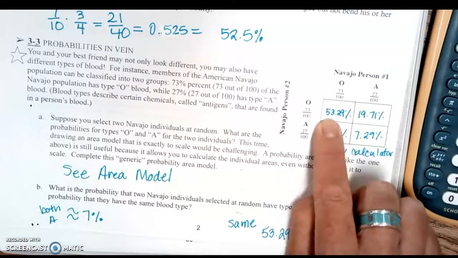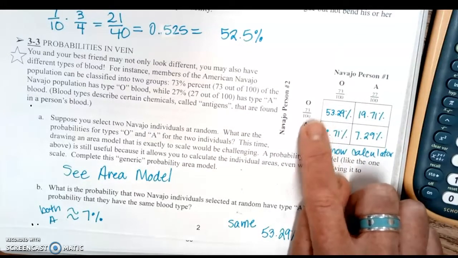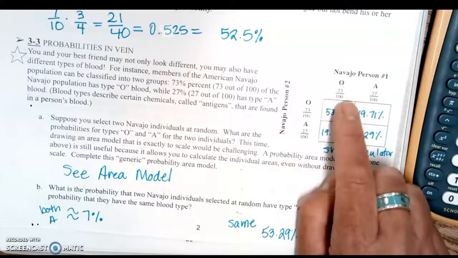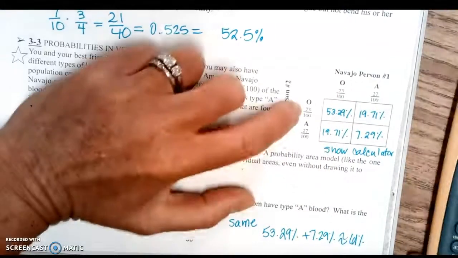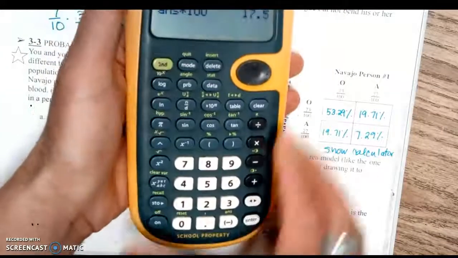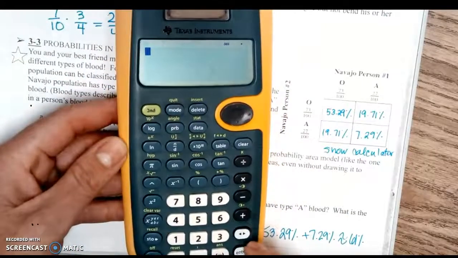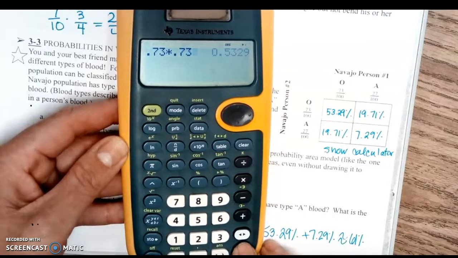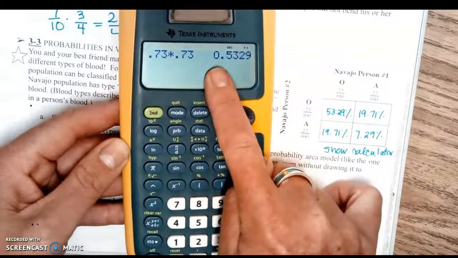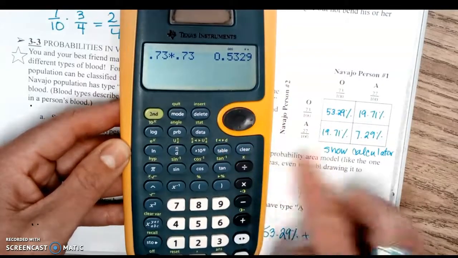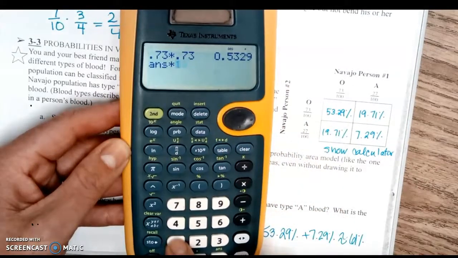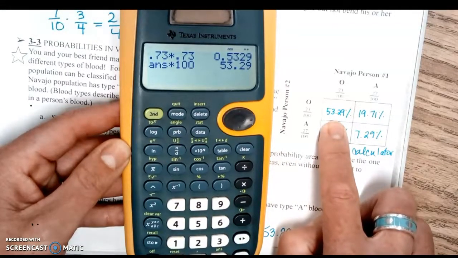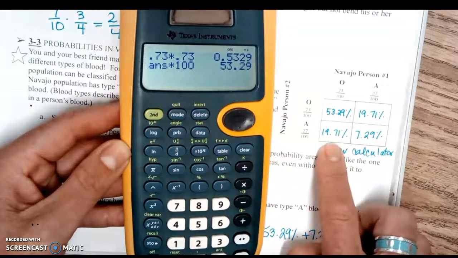Okay? So to calculate this space, you're going to multiply 73% times 73%. 73 out of 100 looks like this on a calculator. Let me move it down. 0.73 times 0.73, which is going to get you 0.5329. So to get the percent, you multiply times 100, and you get 53.29. You do that for each of the boxes, okay?